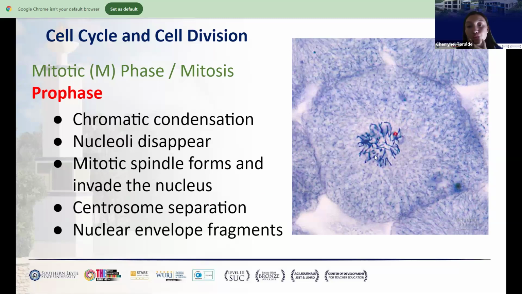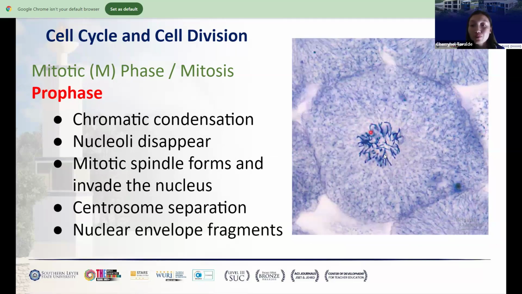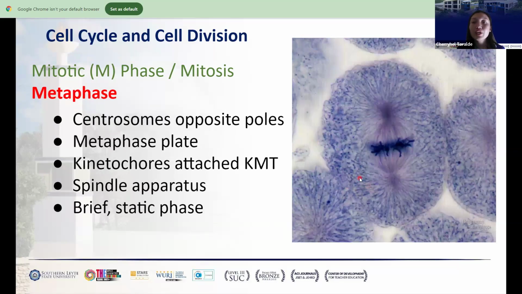Your centrosomes will also separate into the opposite poles. After that, your chromosomes will move to the center plate, which is what we call the metaphase plate. So, nasa gitna na siya.